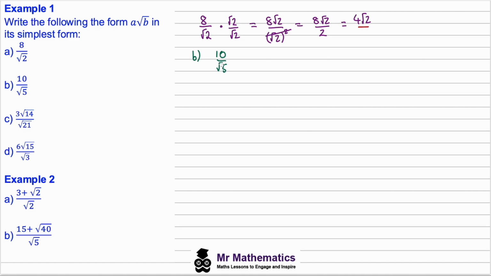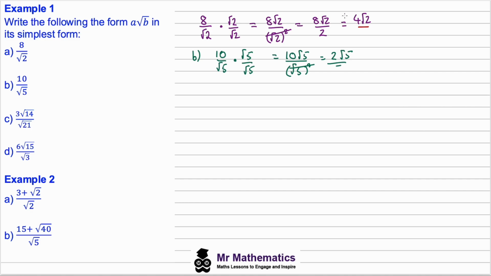We can see it's currently irrational for the denominator. So to rationalize this, we multiply the numerator and denominator by the square root of 5. When we multiply the numerator, we get 10 root 5. And for our denominator, we get root 5 squared. And the root and the squared will cancel. So we've got 10 divided by 5, which is 2 root 5.